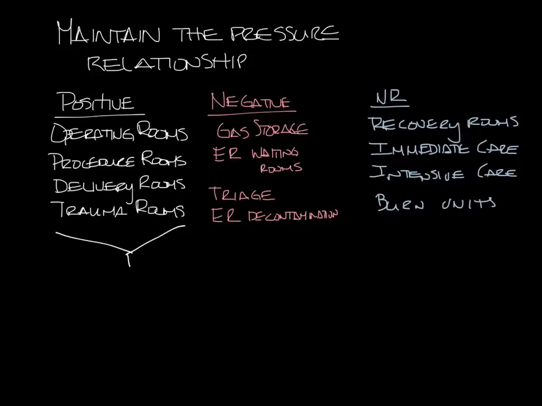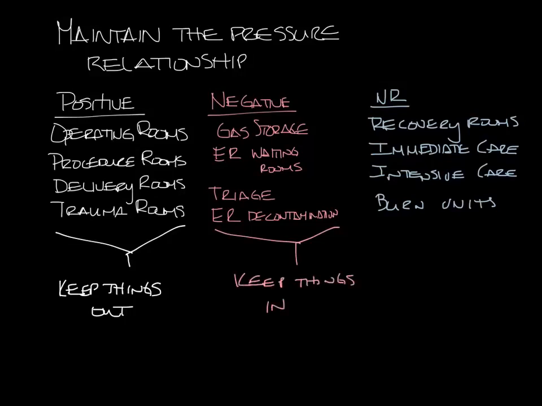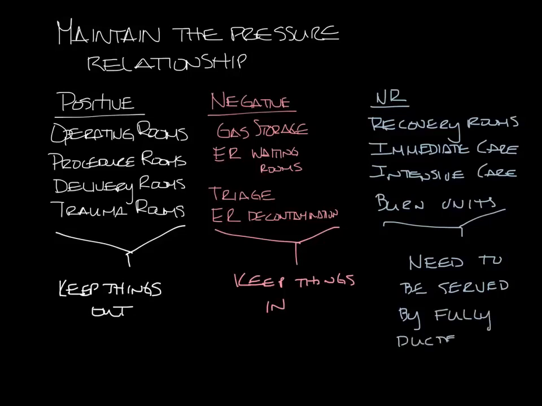You can see that operating rooms are positively pressurized to keep things out of the space, and gas storage is negatively pressurized so that if something happens in the space, the gas doesn't get out. Now, some areas don't have a requirement, but there's also a statement in ASHRAE 170 that says that recovery rooms, intensive care areas, immediate care areas, and burn units do not require pressurization relationships to adjacent areas, but that they do need to be served by a fully ducted return or exhaust system.